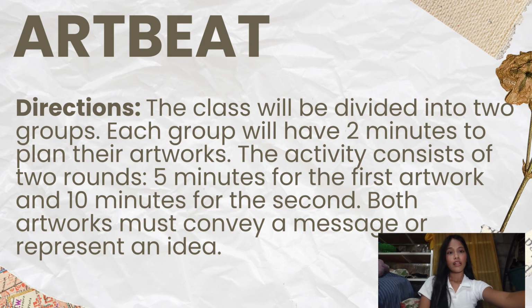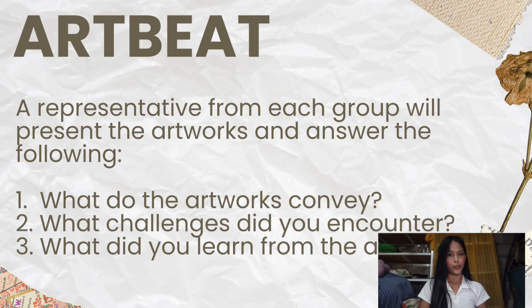So, our activity is entitled Art Beat. I need you to listen carefully to the directions and try to understand it, of course. The class will be divided into 2 groups. Each group will have 2 minutes to plan their artworks. The activity consists of 2 rounds: 5 minutes for the first artwork and 10 minutes for the second. Both artworks must convey a message or represent an idea. A representative from each group will present the artworks and answer the following.